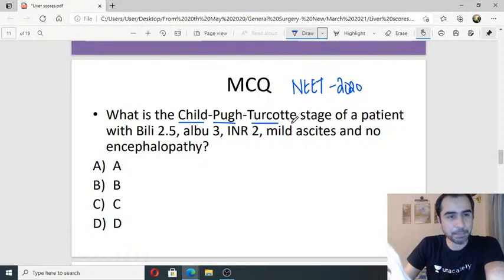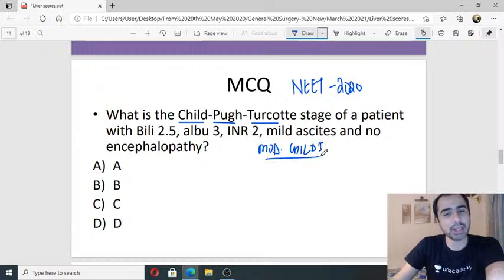They are all the same. Okay, some students told me, sir, they asked: is Child-Pugh-Turcotte the same as Child score, is it the same as modified Child score? They are all the same. There is only one Child score, so let us not be confused.